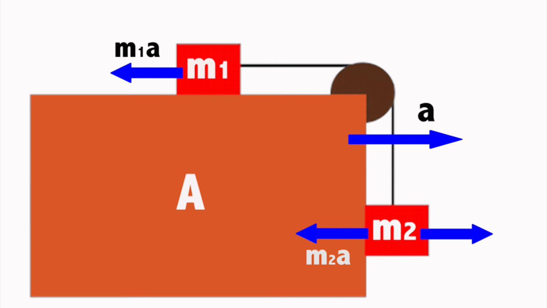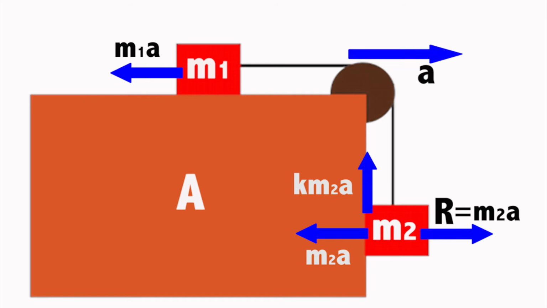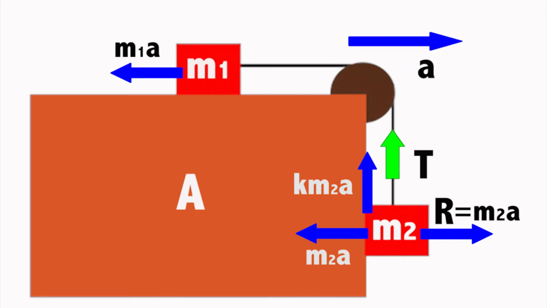The pseudo force on m2 gives rise to a reaction R, which would be equal to m2a. This would give rise to the frictional force in the opposite direction, K m2a. Noting the tensions in the threads which are away from the masses and the frictional forces on m1, K m1g, preventing the slide towards the right, we have the complete figure here.